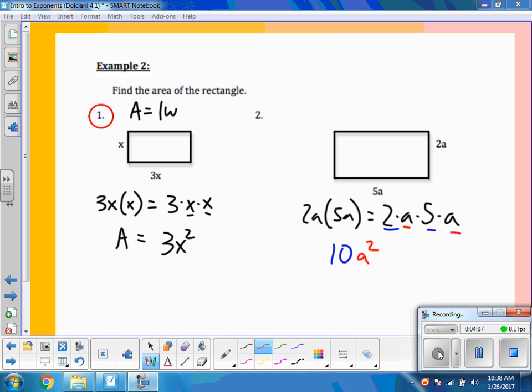I got 10a to the second when I multiply those together. And if we were talking perimeter, actually let's talk about the first one. If we were talking about perimeter of this, the length is x, and then there's another x, and then the other side we have a 3x, and then I've got another x. And this is perimeter, so I'm adding all the pieces together. Now this is an adding problem, so my question would be how many x's do I have? I have 3 here, 3 more here, 1 here, and 1 here. So that would be 8 x's.